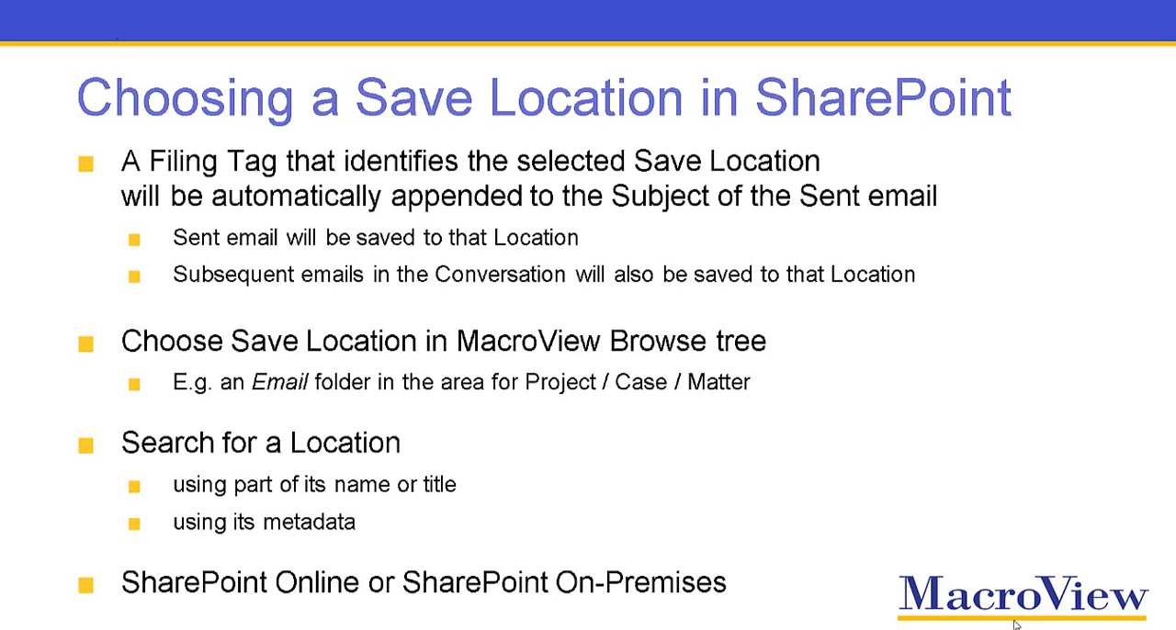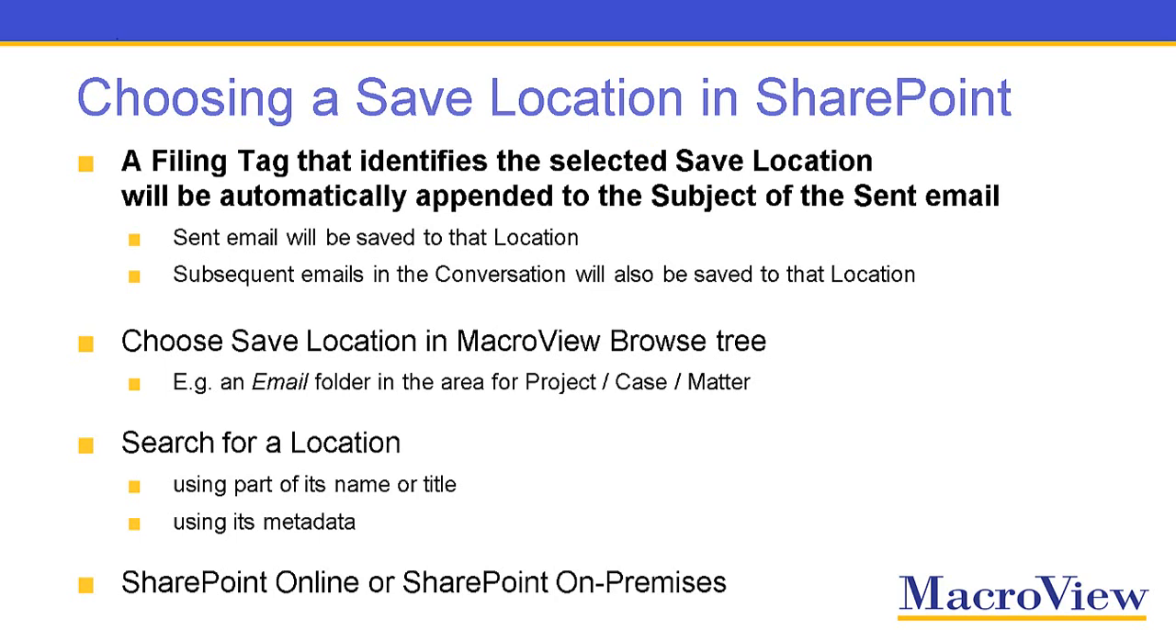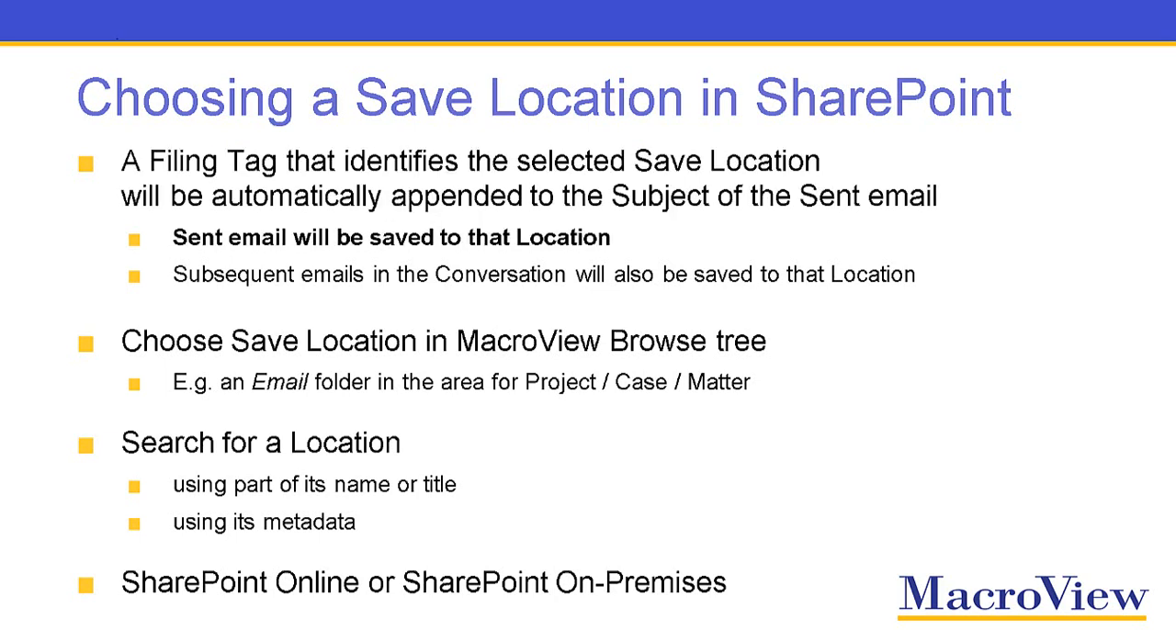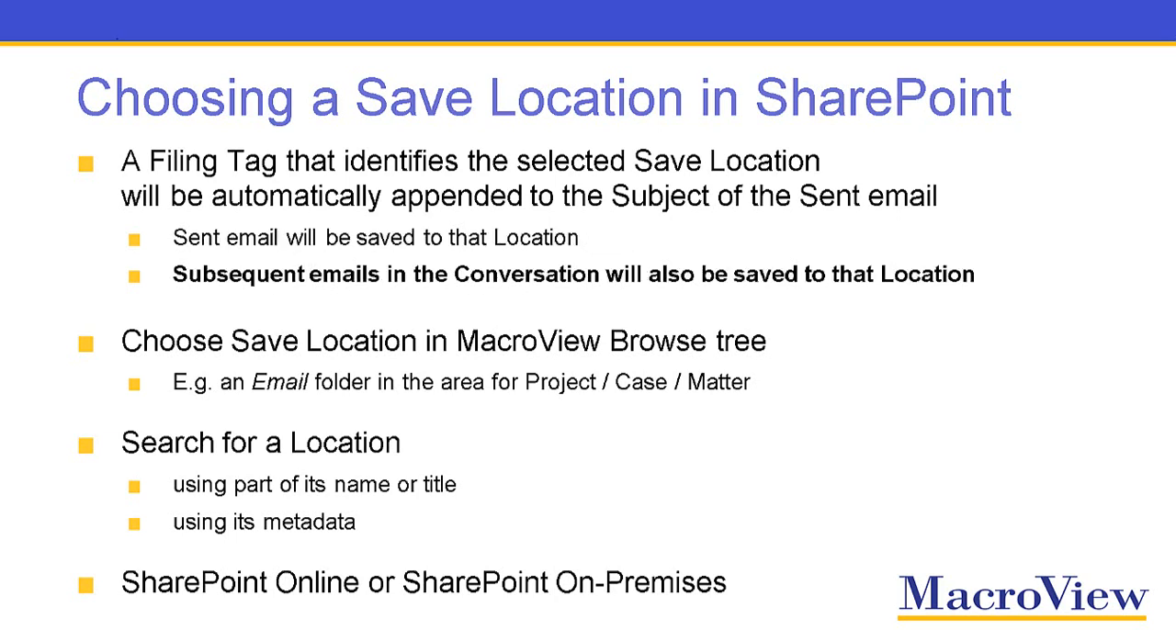Well, in this video we've seen how you can use the Send and Save command of MacroView to choose a location in SharePoint where you want a copy of your sent email to be saved. If you have MacroView corporate email filing, a filing tag that identifies the selected saved location will be automatically appended to the subject of the sent email. The sent email will then be saved to that location, and subsequent emails in the conversation will also be automatically saved to that location.